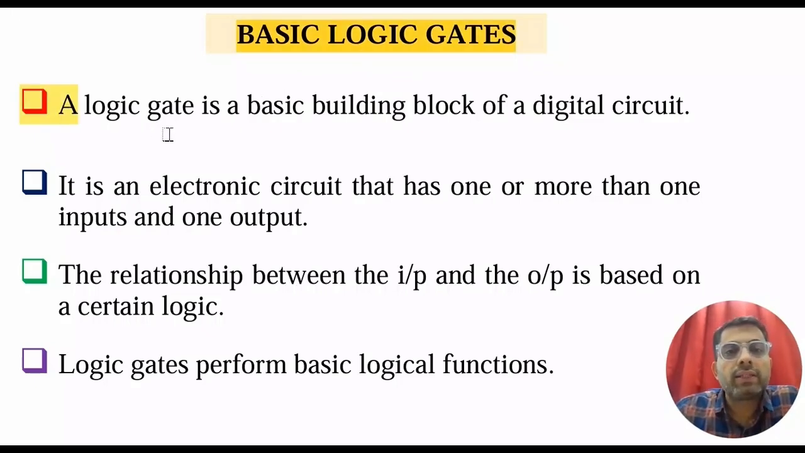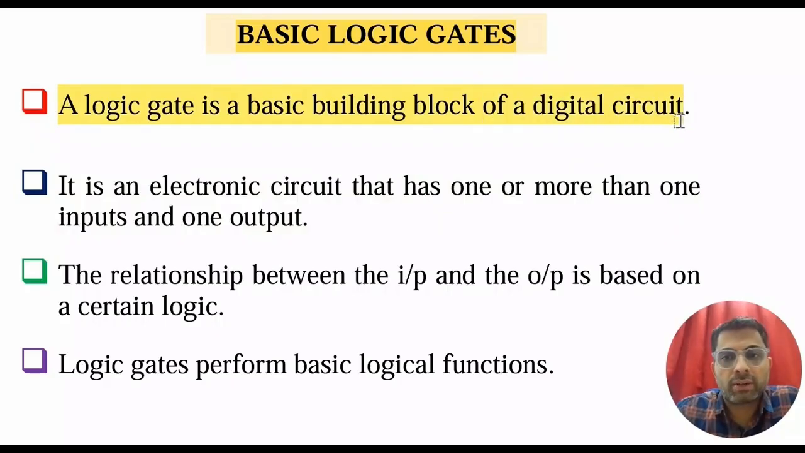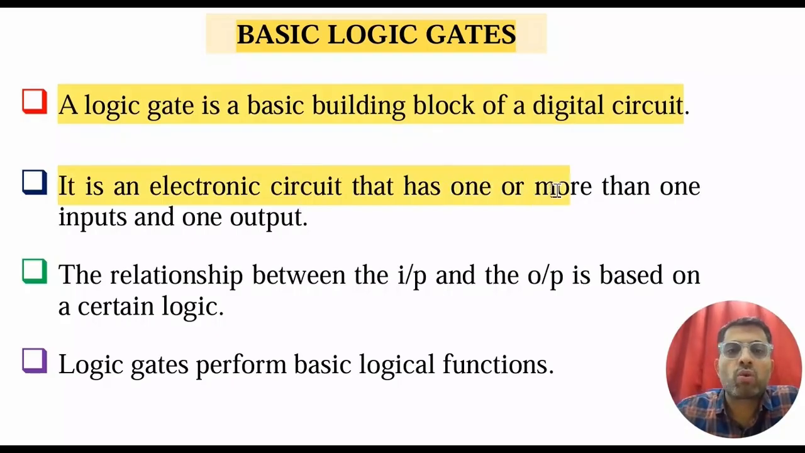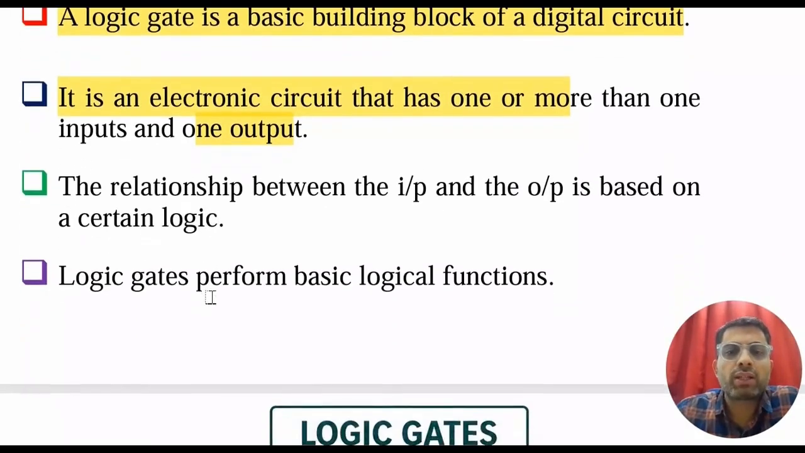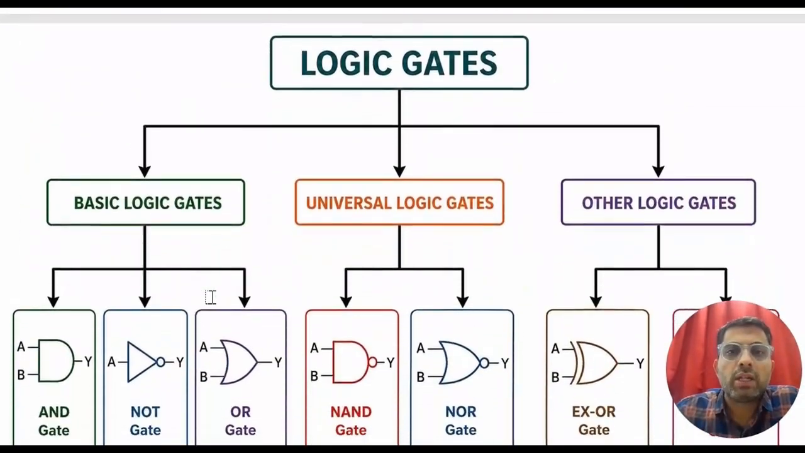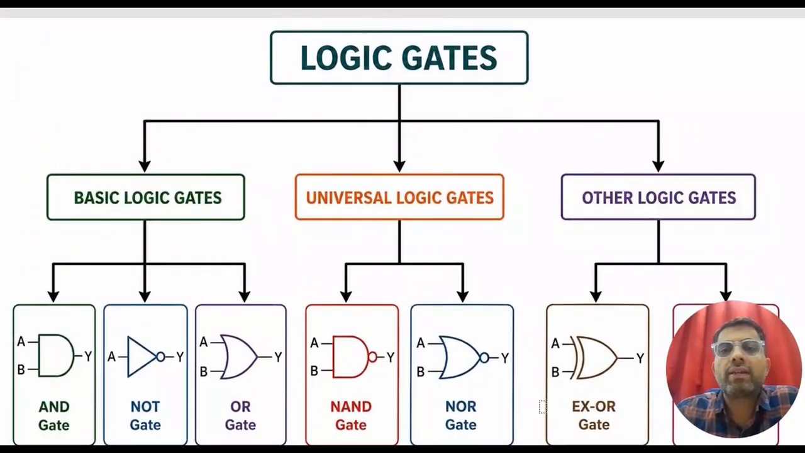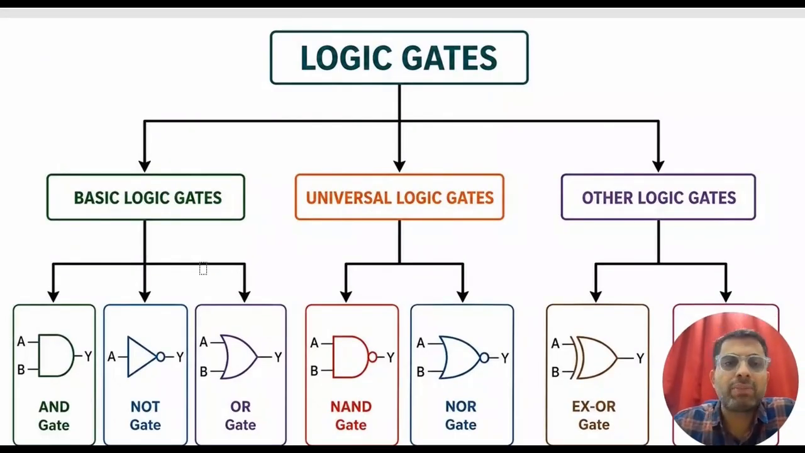A logic gate is a basic building block of the digital circuit. It is an electronic circuit that has one or more inputs and only one output. The relationship between input and output is based on a certain value. So this is what basic logic gates are. Now, what are the different types of logic gates? Basically, logic gates are divided into three main types: basic logic gates, universal logic gates, and other logic gates, also called special purpose gates.